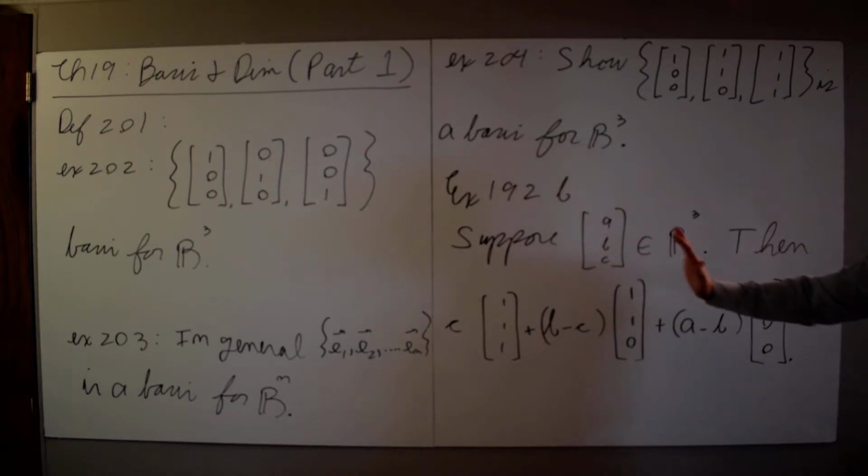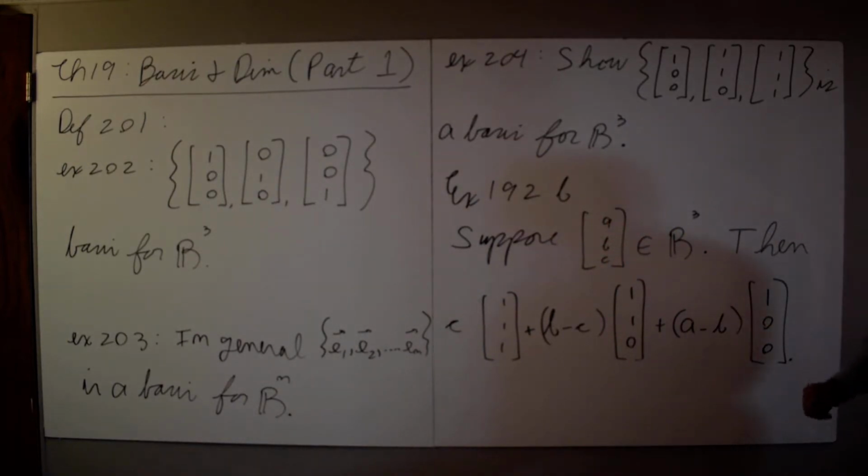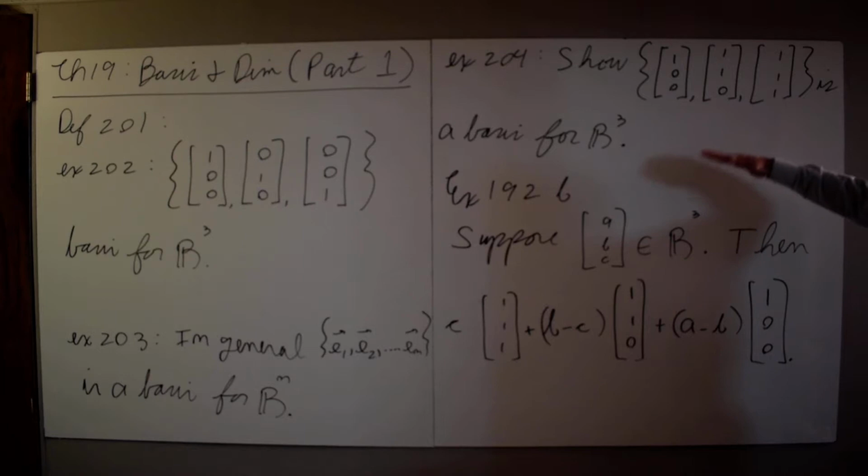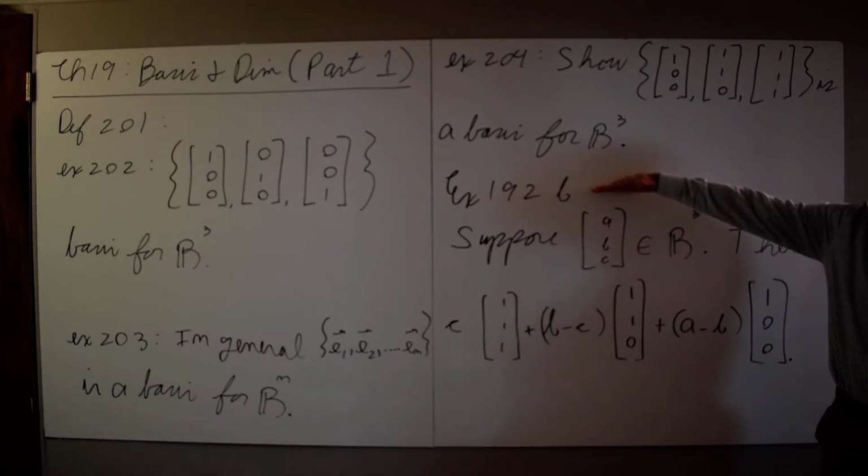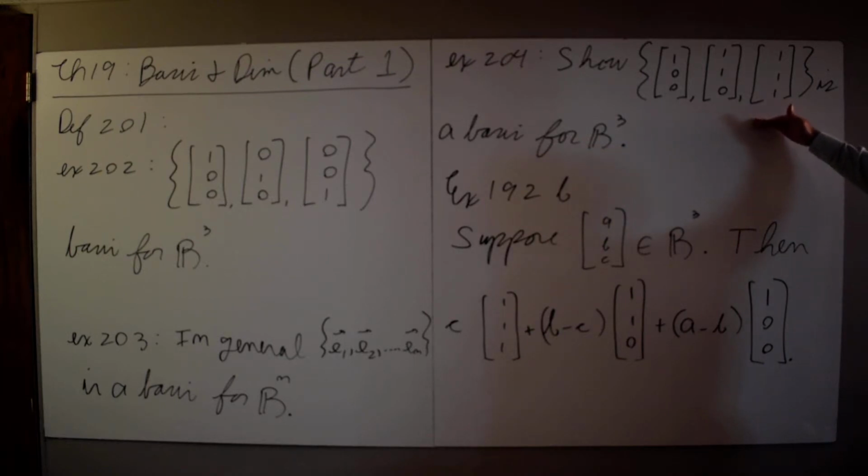Since a, b, and c are arbitrary, that means that this set does span all of R3. We already knew it was a linearly independent set. Now we know it's a spanning set. Therefore, this is a basis for R3.